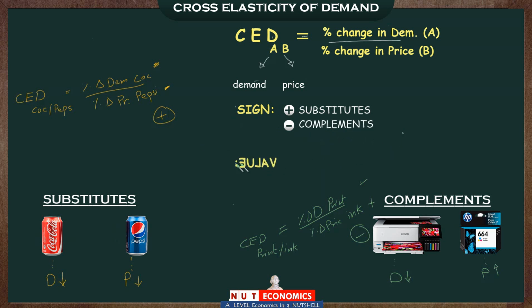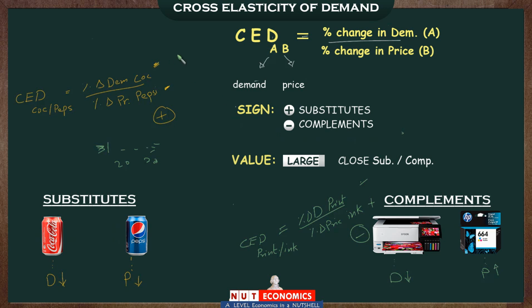And then as far as the value is concerned, let me just try to keep it very simple. All you need to remember is that the larger the absolute value, so greater than 1 and larger it is, 20, 30, 40. So greater than 1 is simply important, but this time we are saying the larger the value of CED, the more closely related substitutes or the more closely related complements you are looking at.